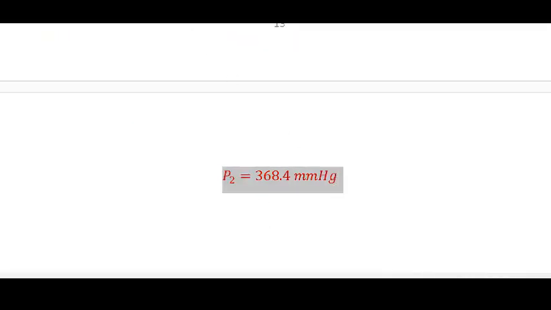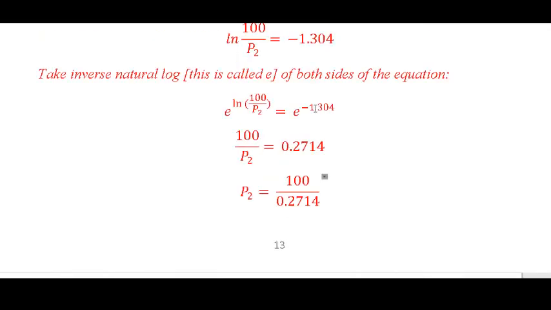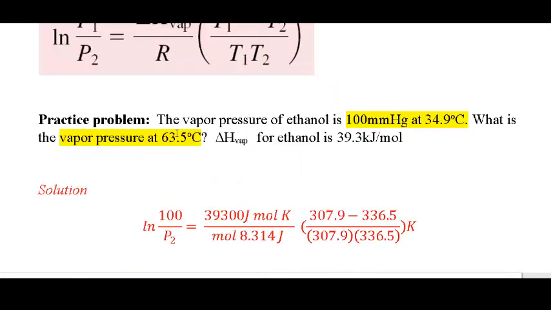368.4 millimeters of mercury. So you raise the temperature to 63.5 degrees C. The vapor pressure increases from 100 millimeters of mercury to 368.4 millimeters of mercury. That actually makes sense. Okay, raise the temperature, molecules dance more, you break free from the boundary, more molecules become vapor. Those vapors can come back into liquid. The dynamic equilibrium is accelerated as you increase the temperature.